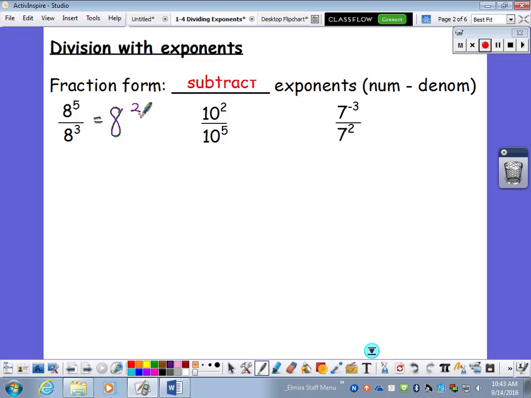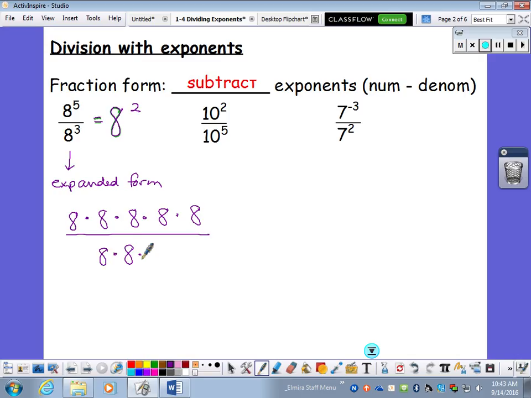Let me show you this another way, if we do expanded form. Let me show you something. That means I'm going to have 8, 8, 8, 8, 8, expand it all out on top. On bottom, I'm going to have 8 times 8 times 8. Okay? If I have something on the top of the fraction and something on the bottom of the fraction, then they cancel each other out. So I have 2 8s left, so that makes 8 squared.